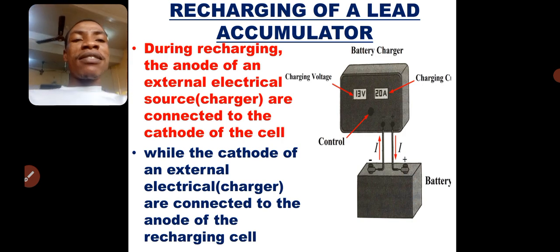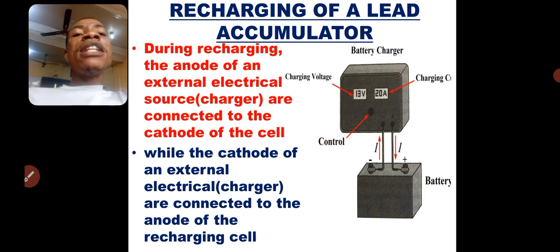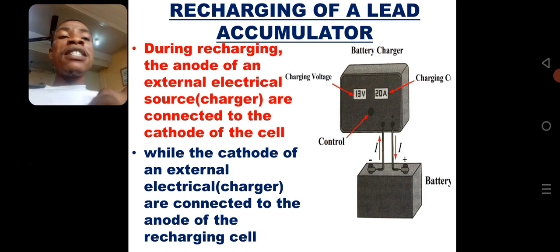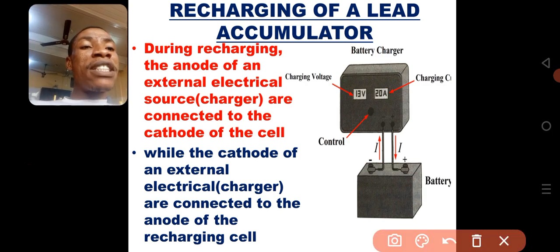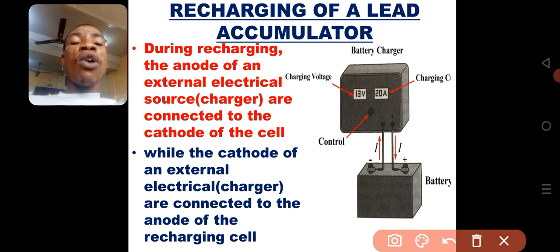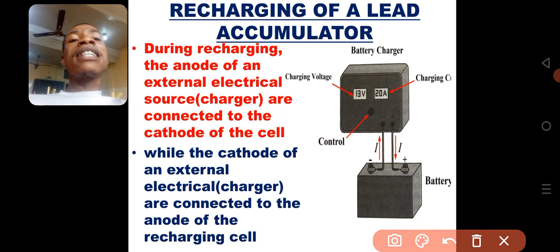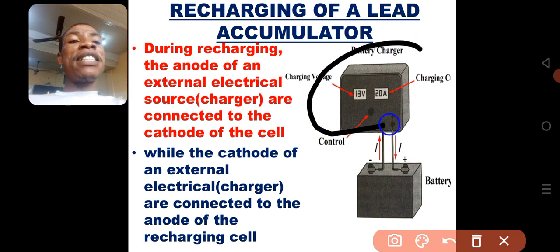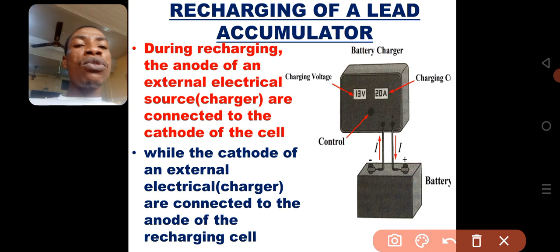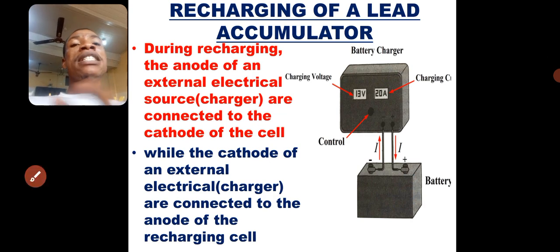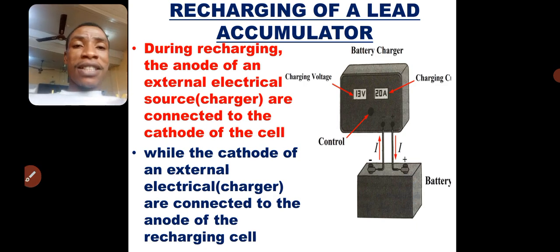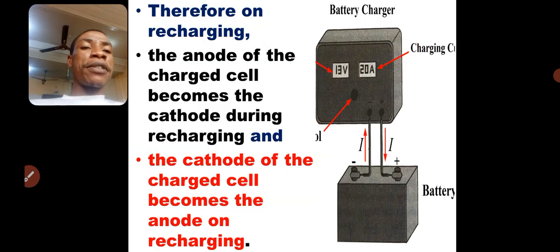During recharging of a battery, the anode of the charger will be connected to the cathode of the battery. As you can see in this place, the anode of the charger will be connected to the cathode of the battery, whereas the cathode of the charger, this is the battery charger now, will be connected to the anode of the battery. Let's take note of that. So that is how you charge a lead accumulator, by connecting it to an external supply of current.